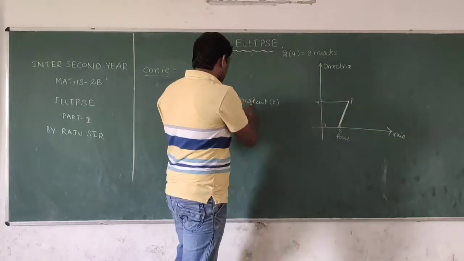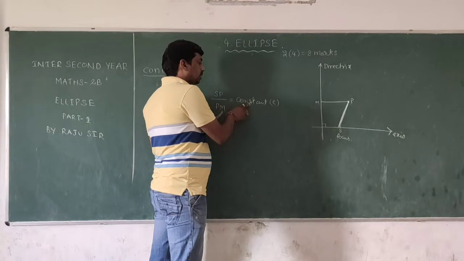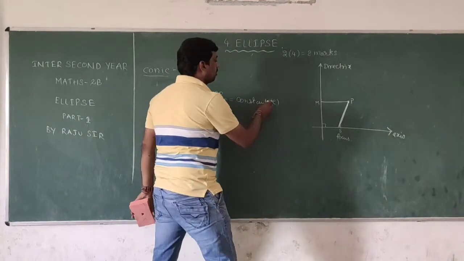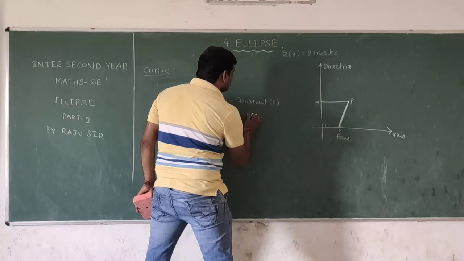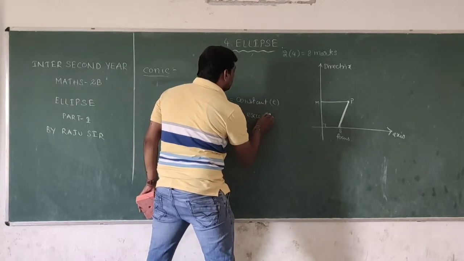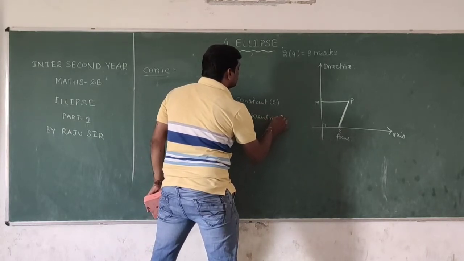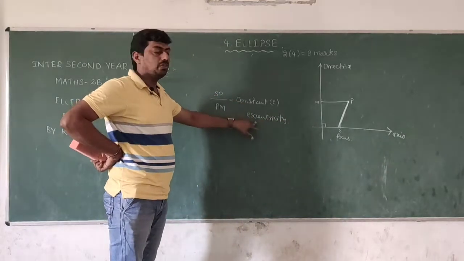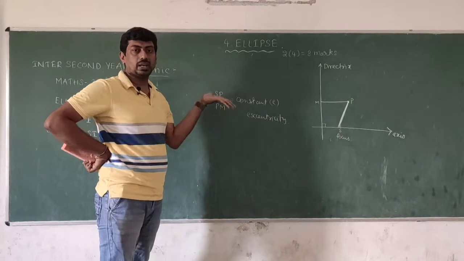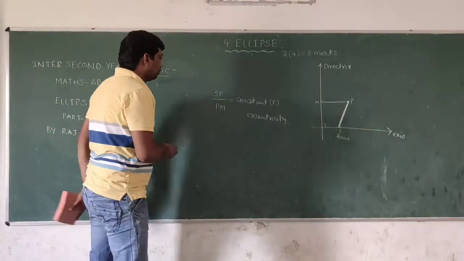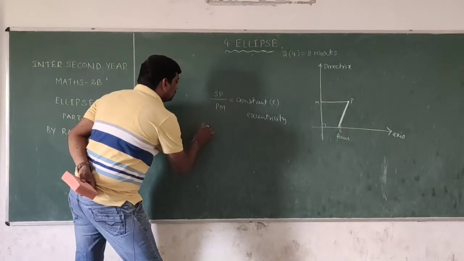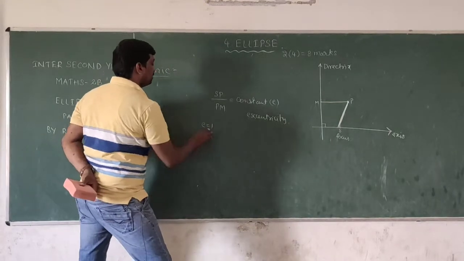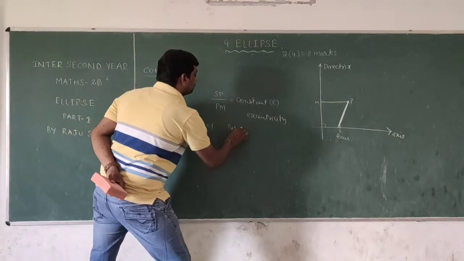Okay, this ratio constant we treat as E. Here this E is called eccentricity. Okay, eccentricity. Depending on the eccentricity value, various types of conics we have. Here, if this E value equals 1, then that conic is called a parabola.